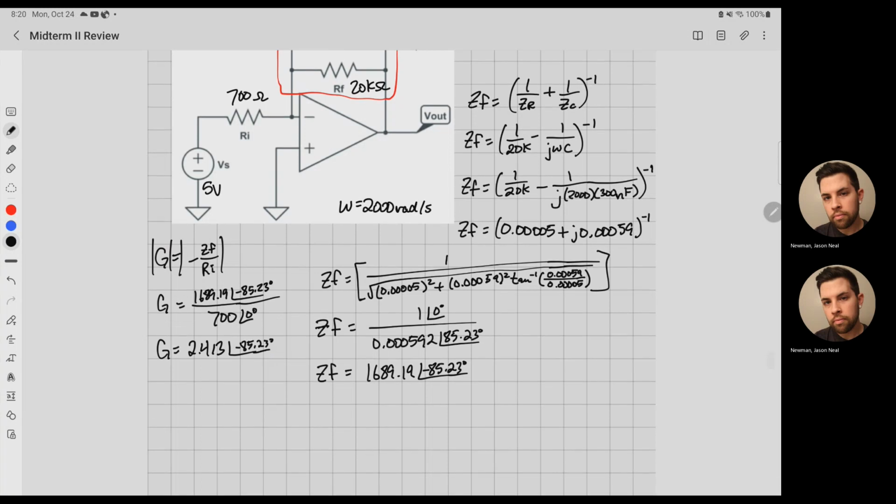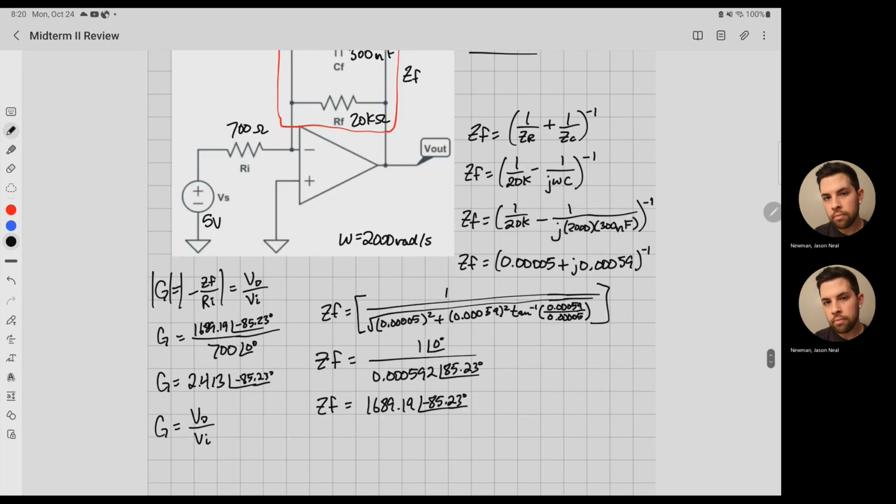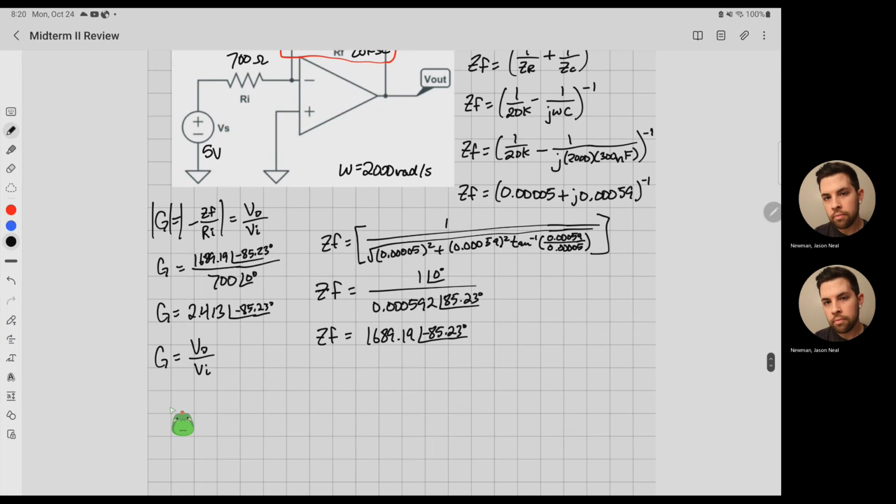And so now we can do the same thing to find V out, because we know gain is also equal to V out over V in. We know our V in is right here, it's 5 volts, and then we can just reorder this times our gain right here. So V out equals 5 times 2.413. Okay, so that's going to be V out equals 12.07 volts.